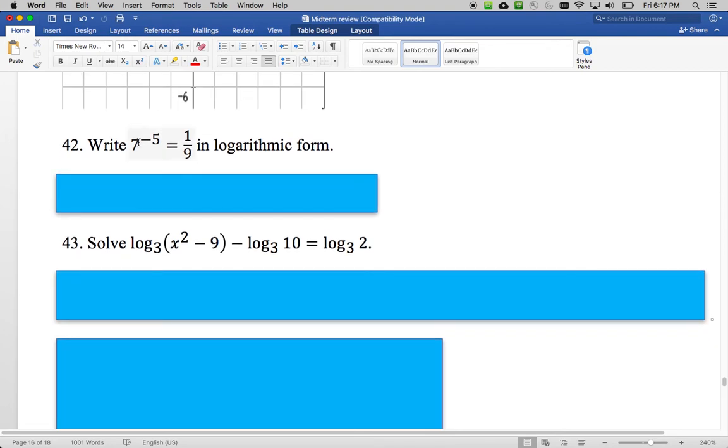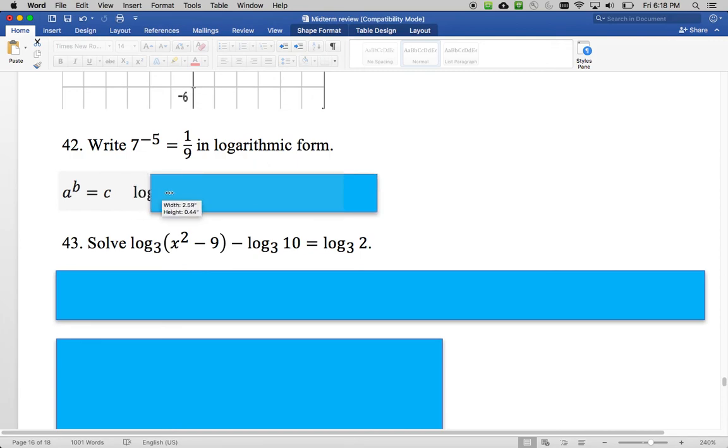42, right? X raised to the negative 5th power equals 1/9 in log form. So with that, you need to remember that if you have an exponent like a raised to the b power equals c, you're going to convert it to a log. You're going to keep your base, and our base is a, and then you're going to switch the other two values. So the c and the b value is going to be switched. So we're going to keep our 7 as our base, and we're switching the 1/9 and the -5.